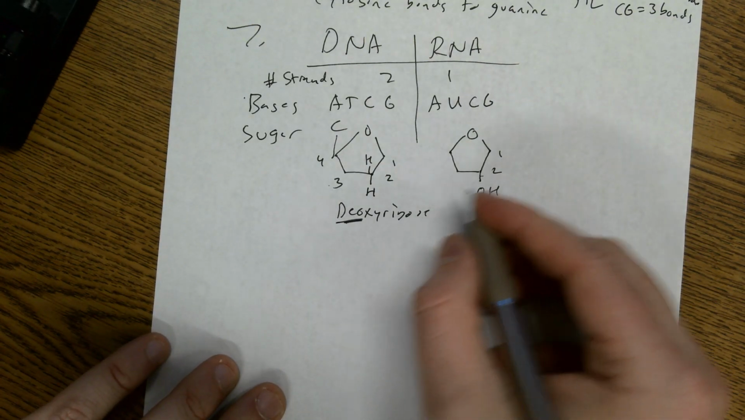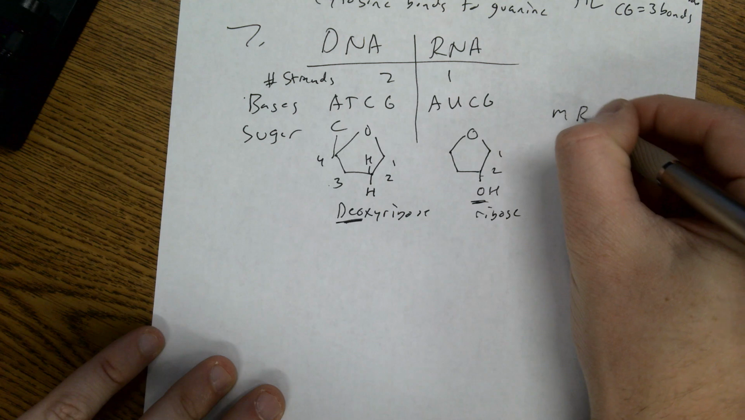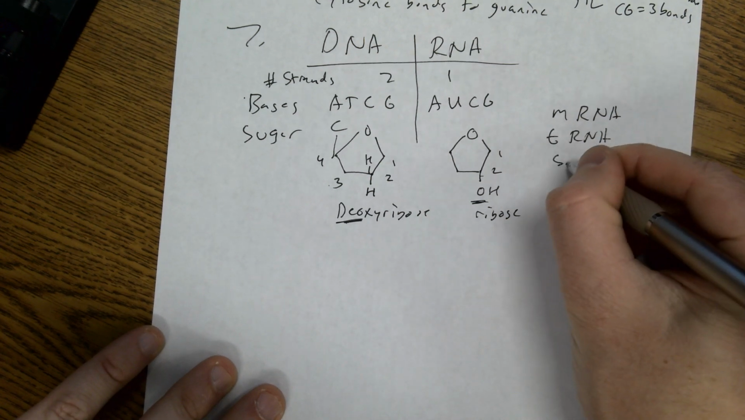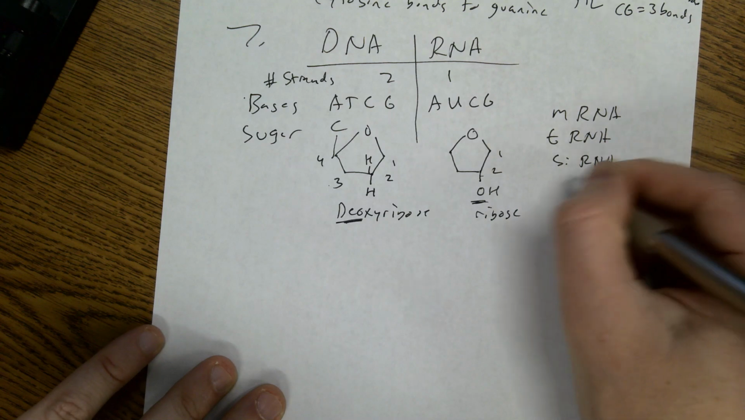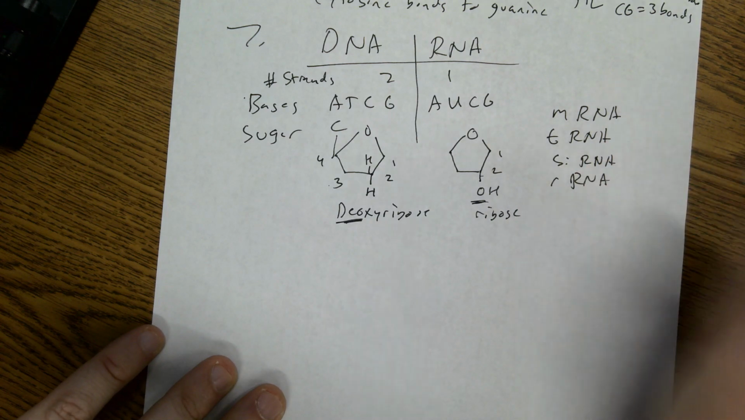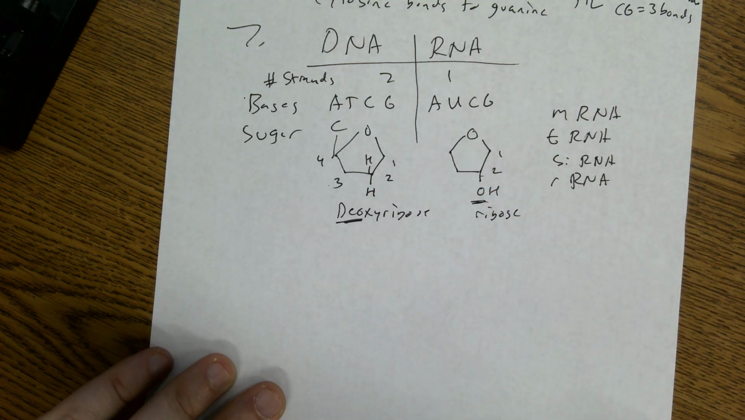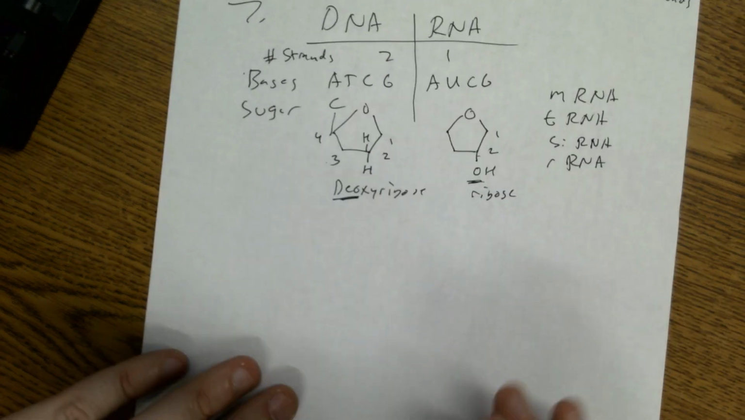DNA is the genetic information, and then RNA we'll learn more about later, but there's mRNA, tRNA, siRNA, rRNA. There's over 200 types of RNA. There's one type of DNA, there's over 200 types of RNA, and we'll learn more about those in future units.